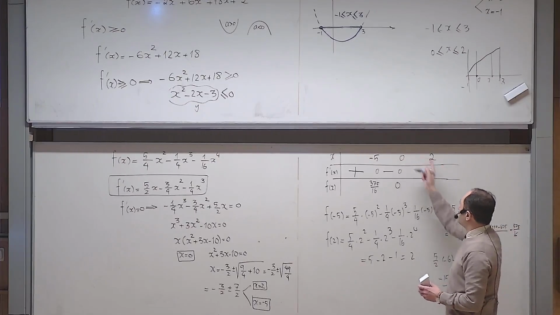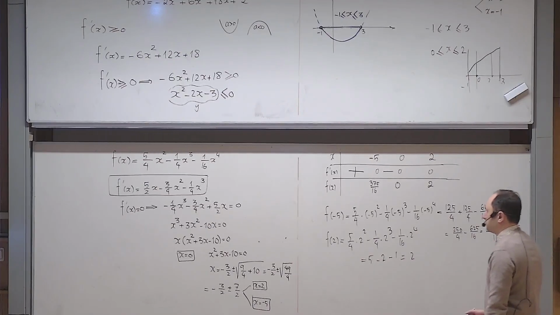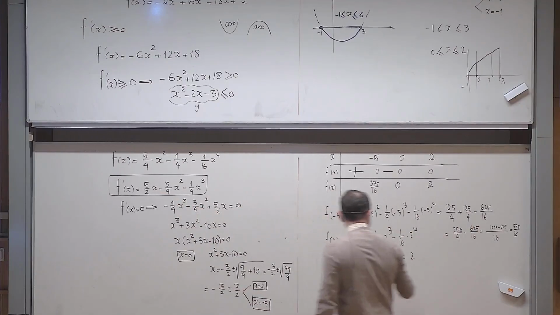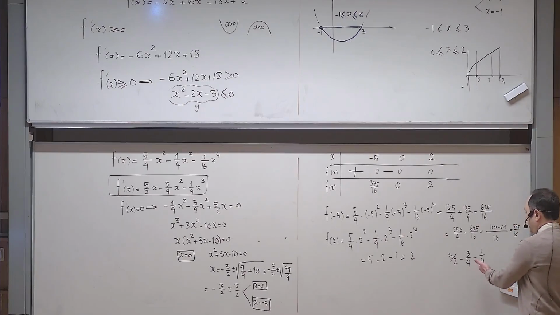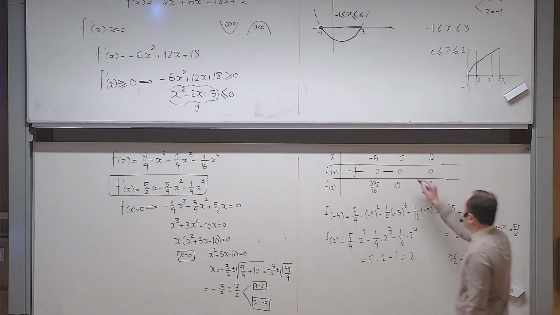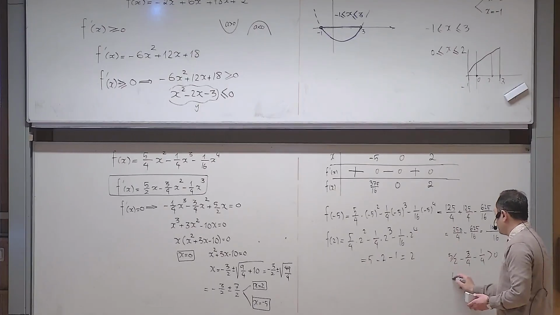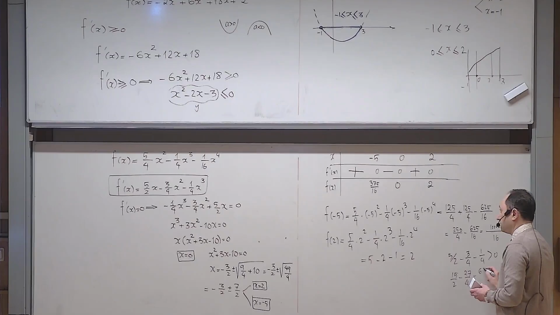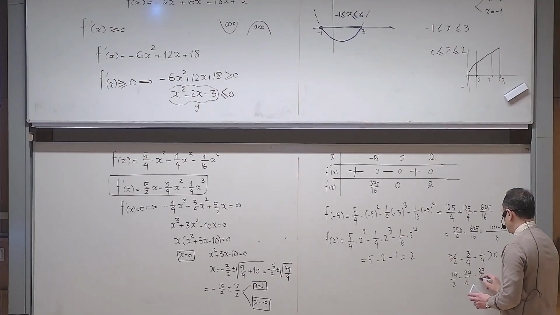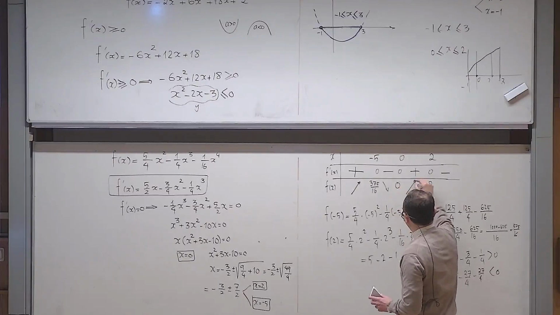Between 0 and 2, I choose 1. Okay, so let me clean this scratch paper. If I put 1 there, what happens? I put 1 here. 1 is more or less simple because it becomes 5 over 2 minus 3 over 4 and minus 1 over 4. Positive, this becomes positive. And then I choose a number after 2, for example 3, and then it becomes 15 over 2, and then minus 27 over 4, minus 60, minus 27 over 4. It's negative. Yes. So this goes up, down, down.